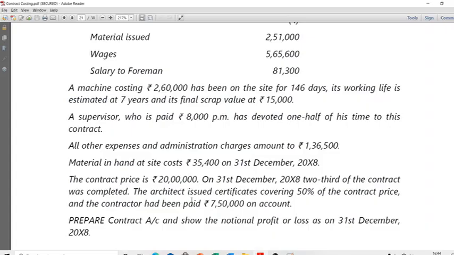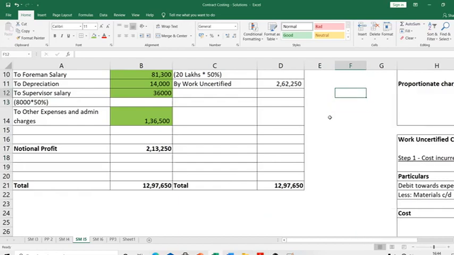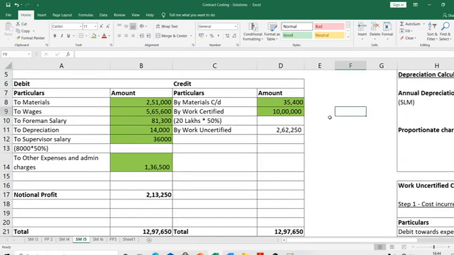See, in this question, they have not told us what is the work uncertified, what is the cost of the work uncertified. They have not told us. As you understand, always work certified is in selling price terms. Work uncertified is in cost terms. They have not told me what is the cost of work uncertified. So I should find out. I'll show you the calculation.